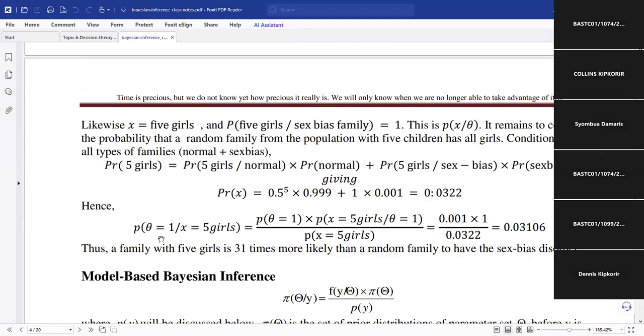So the probability that there are no, or we have one boy, given that all the rest are girls.